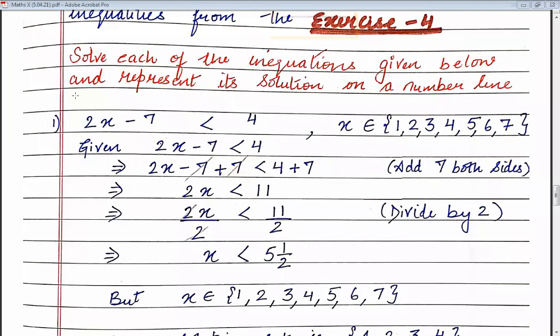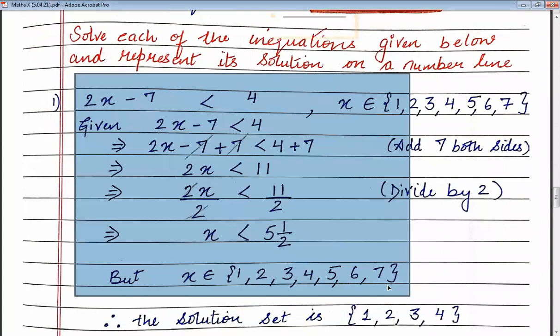Now, children, the first one is 2x minus 7 less than 4. Now, I told you on the previous page that when you add or subtract the same number on both sides, your linear inequality remains the same. So now, children, in this you have 2x minus 7 less than 4. So you will add 7 on both the sides. So here also plus 7, on the right hand side also it's plus 7. Now children, you have added, your inequality remains the same.